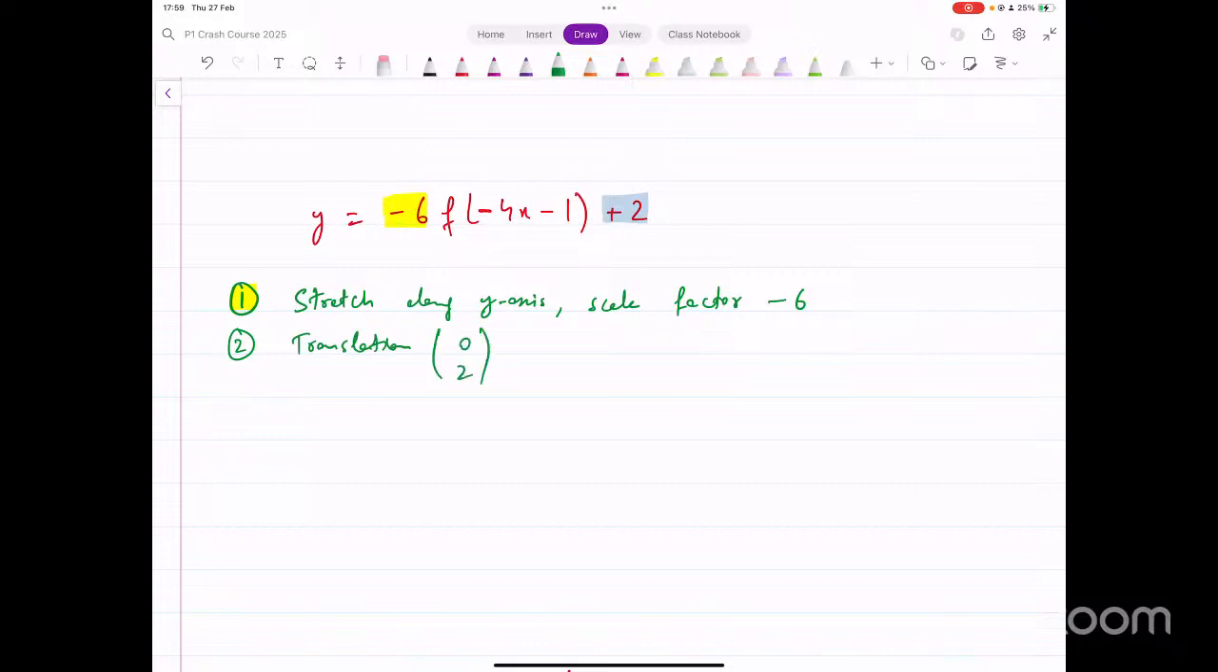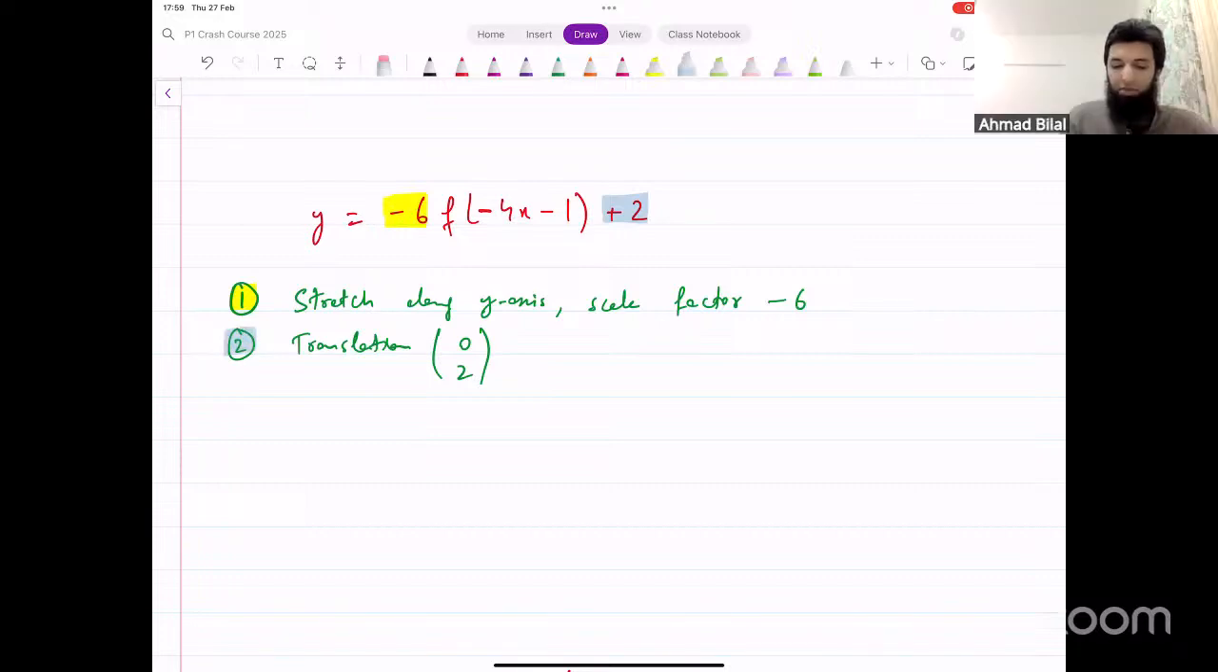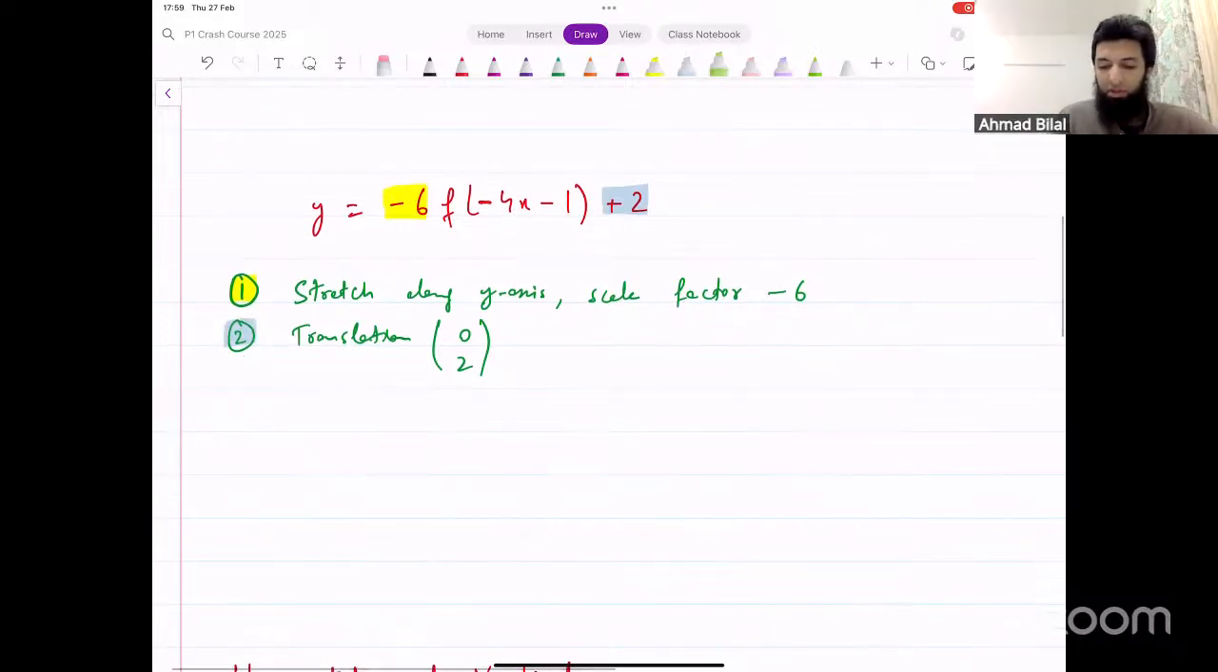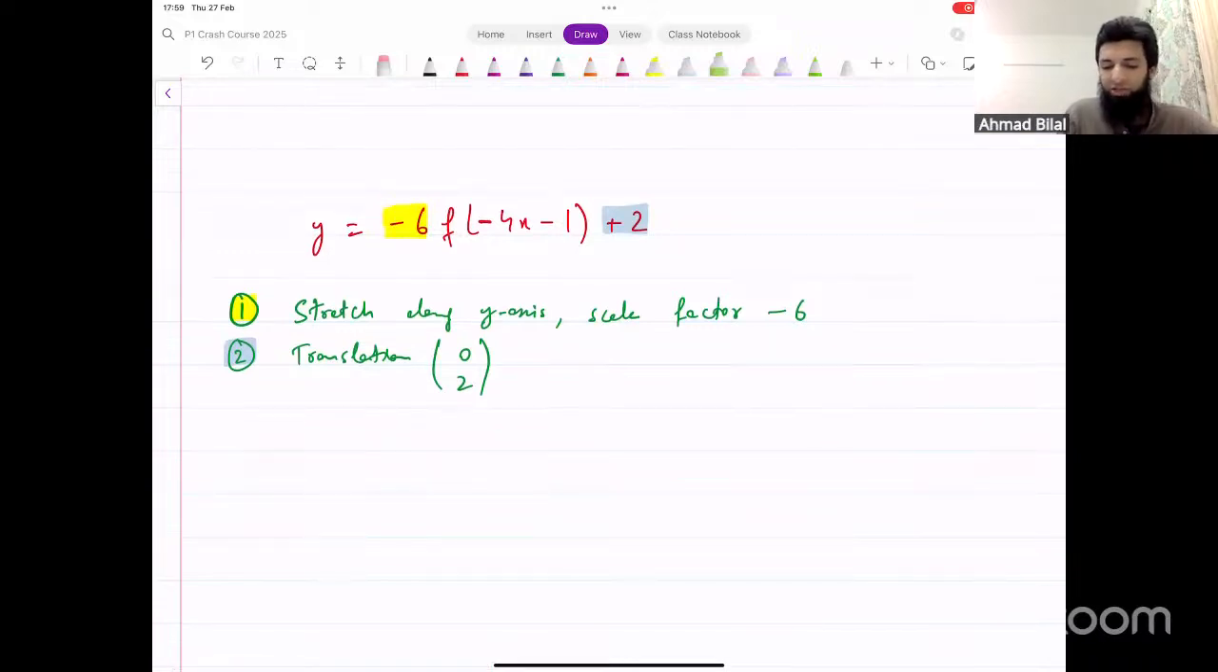These are two vertical transformations. Okay, and then we think of the horizontal transformations. We have three horizontal transformations: reflection, stretch, and translation. Again, we can combine reflection and stretch if we want. And then we have this translation.